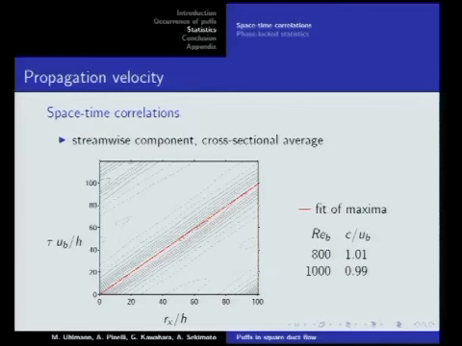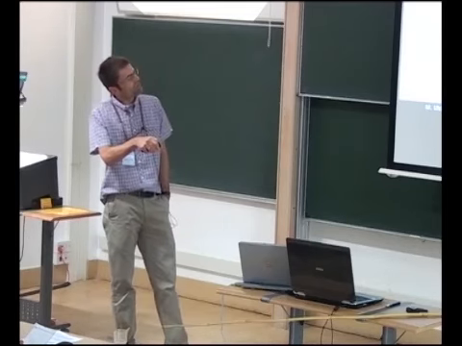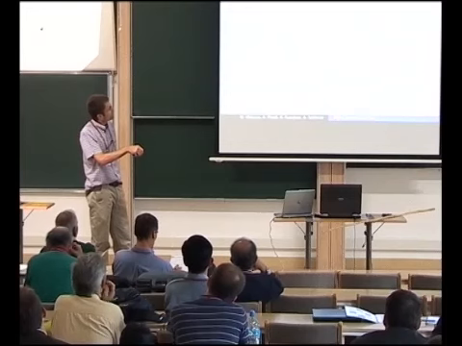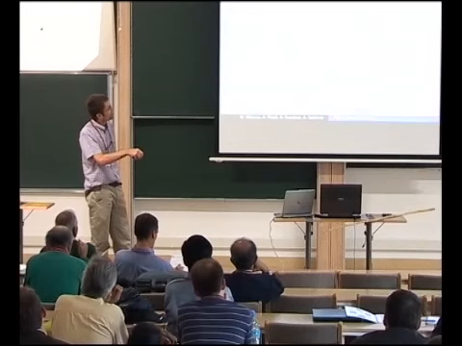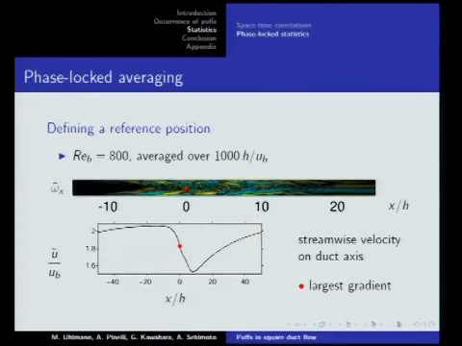So next, we want to determine the propagation velocity of puffs. So we compute space-time correlations of the streamwise velocity perturbations. Here we have the streamwise separation and time. So we see that the contour lines of the correlation function are nearly straight lines. So if we fit the maximum for two Reynolds numbers, we get that the propagation velocity is indeed quite close to the bulk velocity. So now, knowing the propagation velocity, we can do phase averaging.